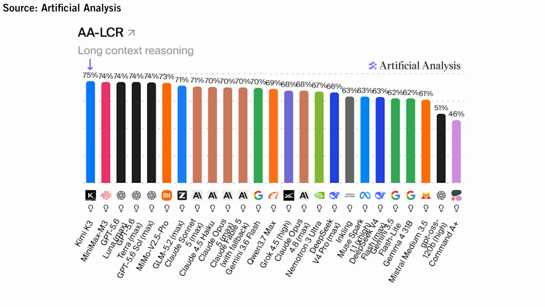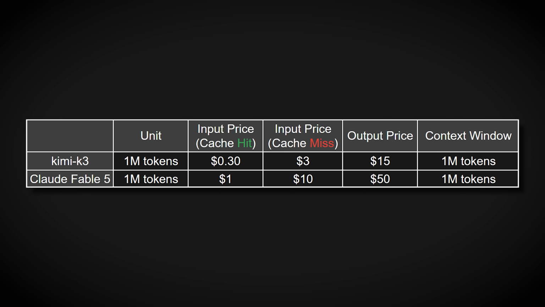But I think the clearest sign of just how frontier this model is comes from its long context reasoning performance. It completely topped the benchmark despite using a new attention mechanism developed in-house while still remaining relatively cheap, which is at least 3 times cheaper than Fable 5.